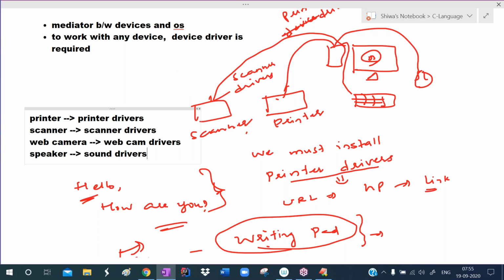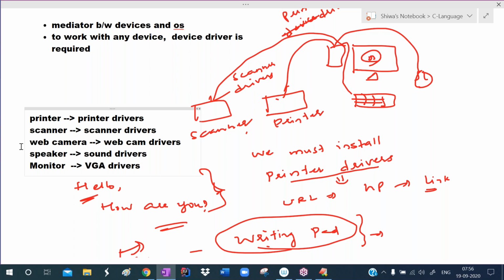In the monitor, there is so much clarity because of VGA drivers. So to communicate with the monitor, VGA drivers are required. They also come along with the operating system. To communicate with the keyboard, drivers are required. To communicate with the mouse, drivers are required. So these keyboard drivers, mouse drivers, sound drivers, and VGA drivers come along with the operating system. Once upon a time, we were installing them explicitly. Nowadays, they come implicitly with the help of the operating system only.